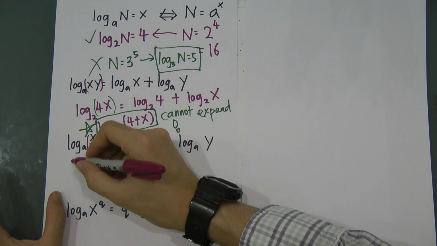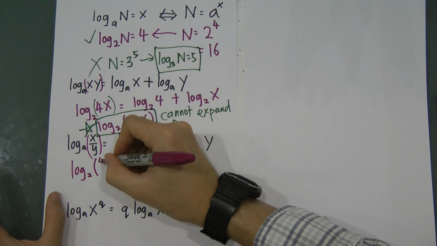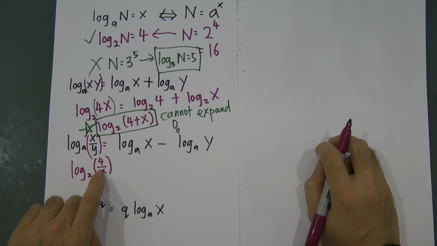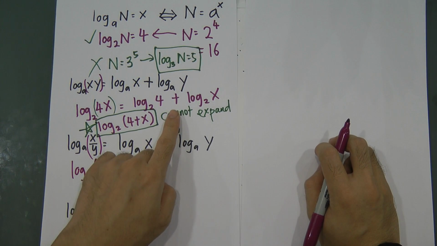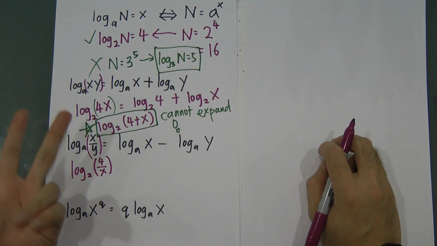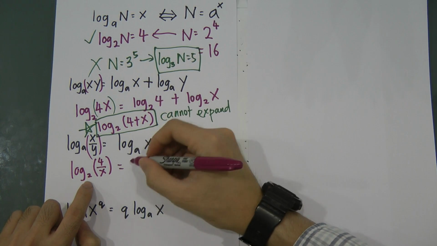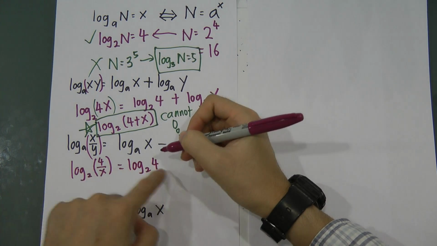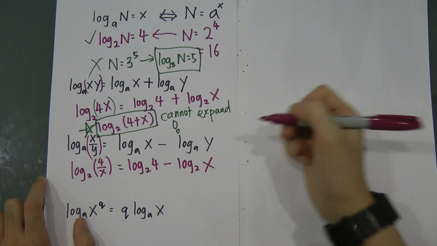So for example, I got log 2, let's say 4 over x. Inside the bracket, divide means minus, and multiply means plus, but we cannot do it the other way around. So if I got log 2 of 4 over x, I know I can expand this as log 2 of 4, divide, minus log 2 of x.